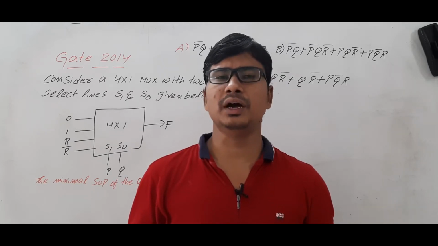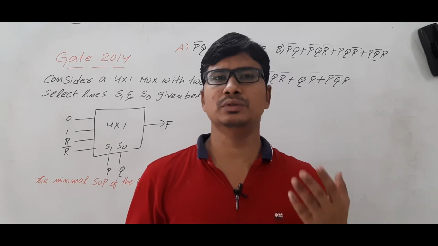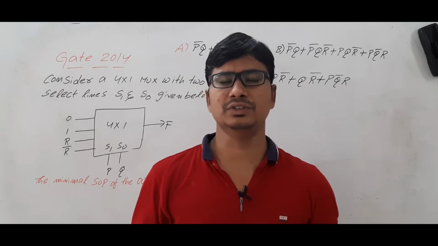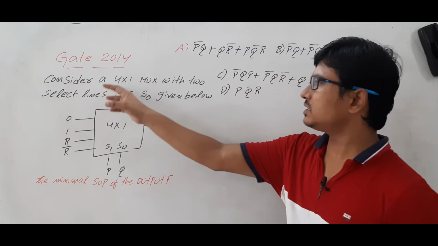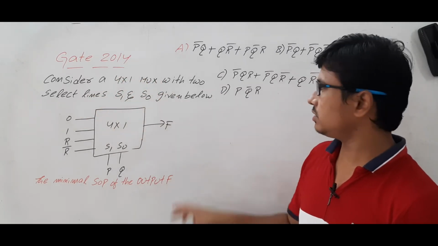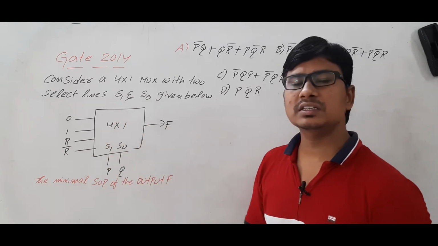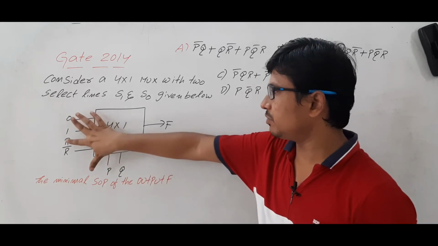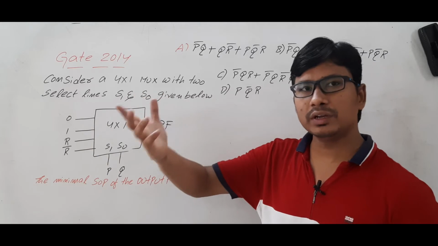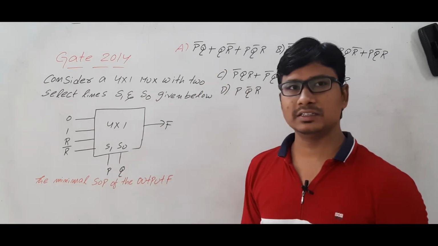In this video, I want to discuss one of the GATE questions which came in the year 2014. First, let me read out the question, then I will discuss the solution with you. Consider a 4 by 1 mux with two select lines S1 and S0 given below. So it is a 4 by 1 multiplexer. When I say that it is a 4 by 1 multiplexer, it will have 4 input lines and 1 output line. If you have 4 input lines, then log 4 base 2 select lines are possible.